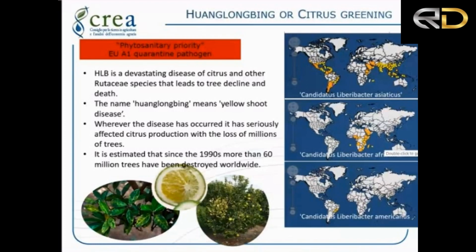The causal agents are three bacteria: Candidatus Liberibacter asiaticus, africanus, and americanus. As we can see from the EPPO distribution map, they are present in very limited specific areas. The asiaticus is present especially in America and also in the Asian territory, the africanus in the African territory, and the americanus is spread only in some parts of South America.